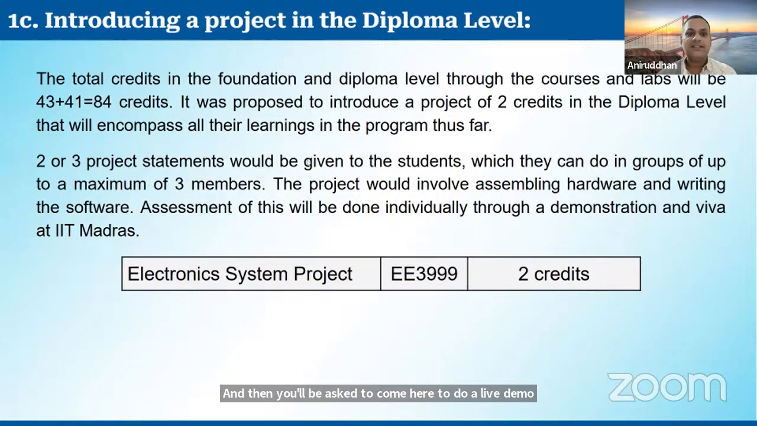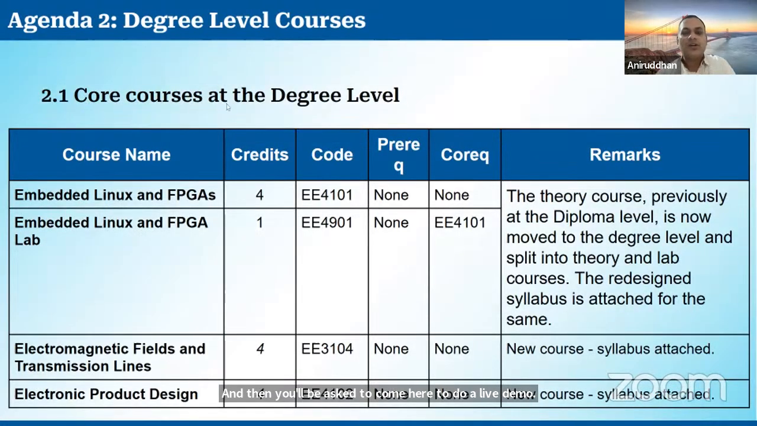Next slide, please. Okay. Similarly, at the degree level, we have made some changes. So we talked about the foundation level first, then the diploma level. Now this covers the degree level. You may remember that there used to be a course called Embedded Linux on System on Programmable Chips that has been renamed Embedded Linux and FPGAs.